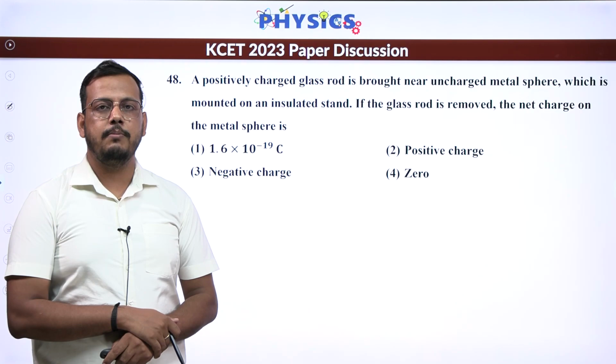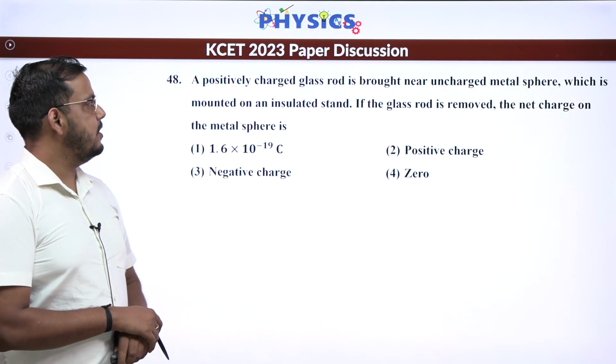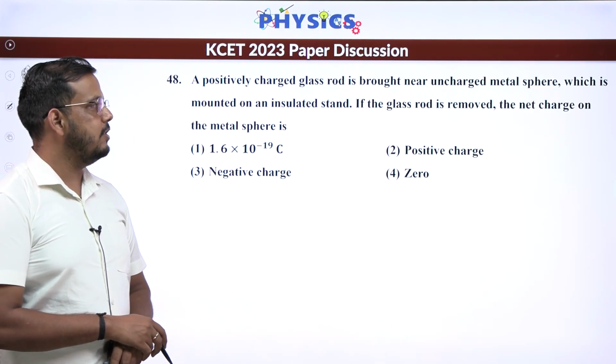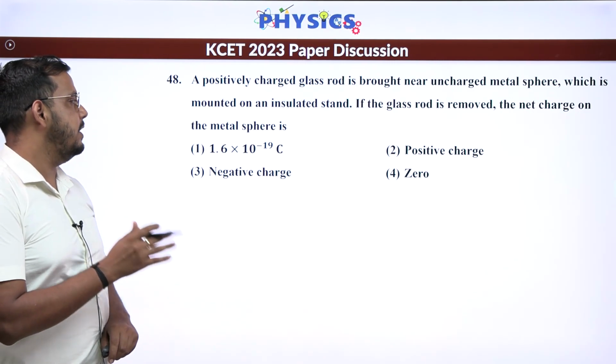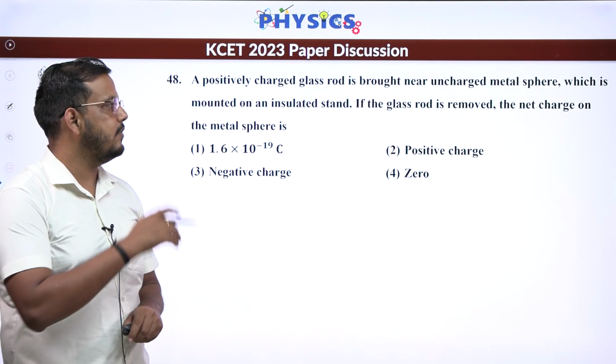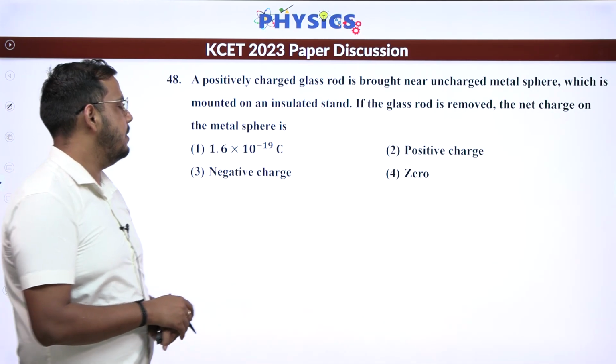Next question is question number 48. A positively charged glass rod is brought near to uncharged metal sphere which is mounted on an insulated stand. If the glass rod is removed, the net charge on the metal sphere is.